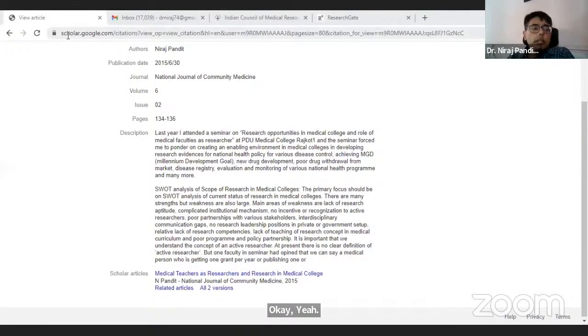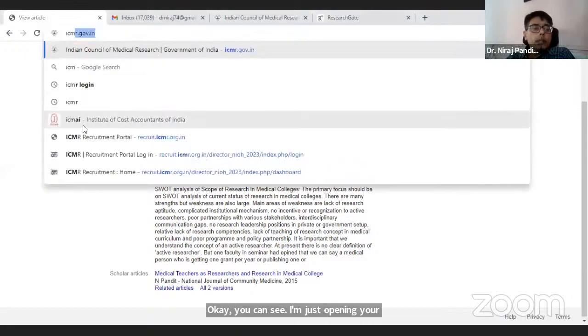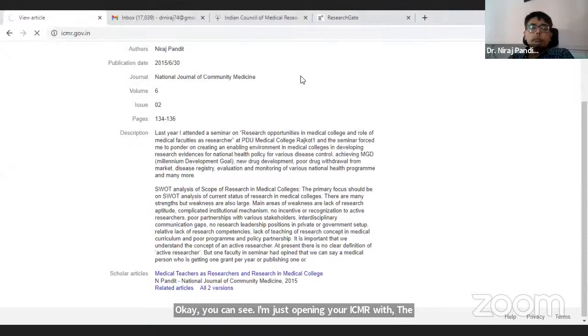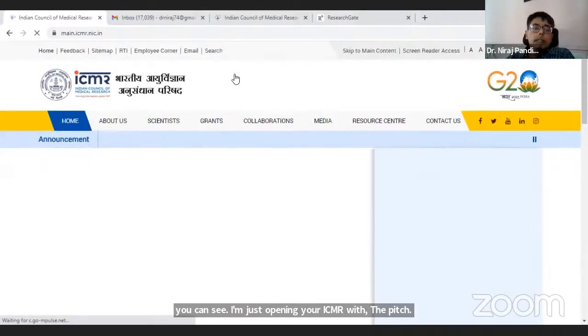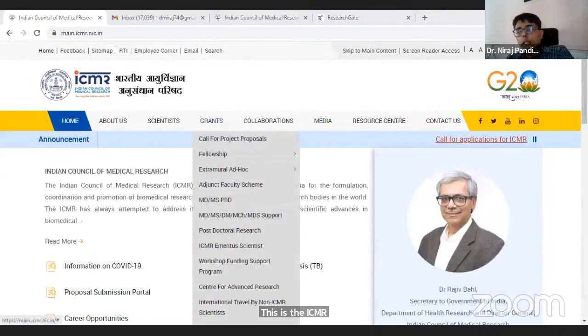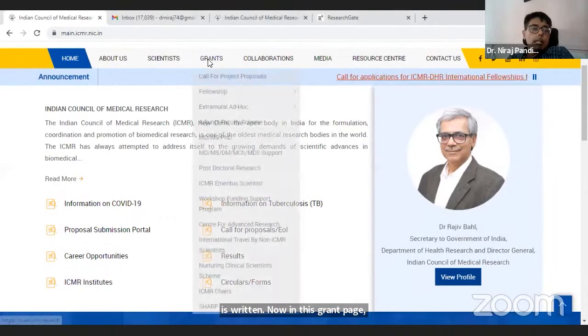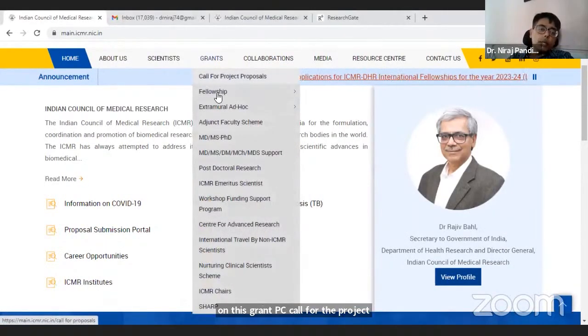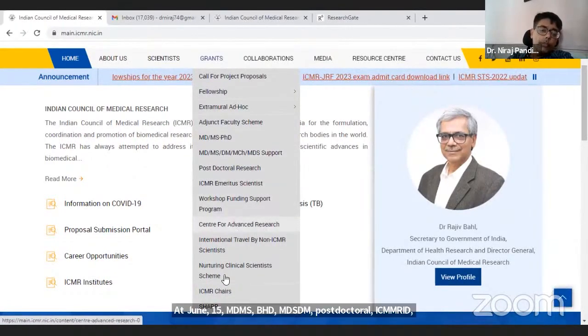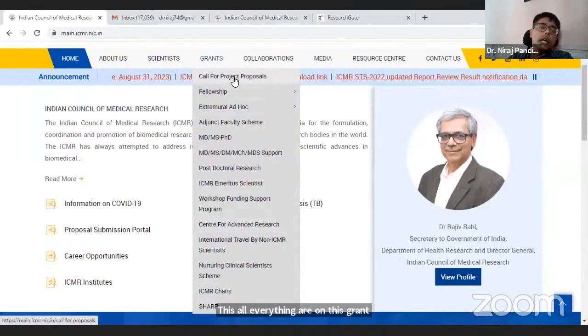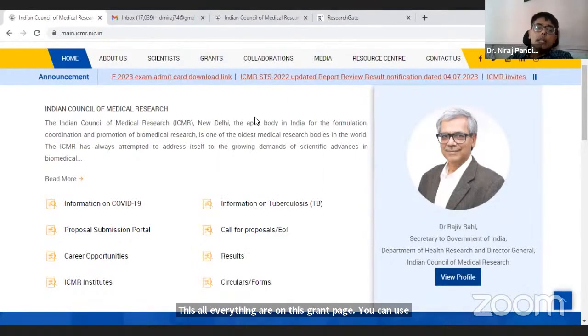Okay, you can see, I'm just opening the ICMR web page. This is the ICMR page, okay. And see, here the grant is written. In this grant page, everything is written. See, call for the project proposal, fellowship, extramural ad hoc, adjunct faculty scheme, MD, MS, PhD, MDS, DM, postdoctoral, ICMR emerald workshop funding. All of this is on this grant page. You can use this grant page and you can submit. And even currently, see, this is going on: result notification still pending, application under various call and project is going on.